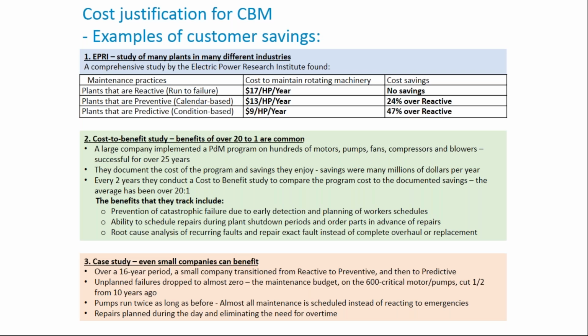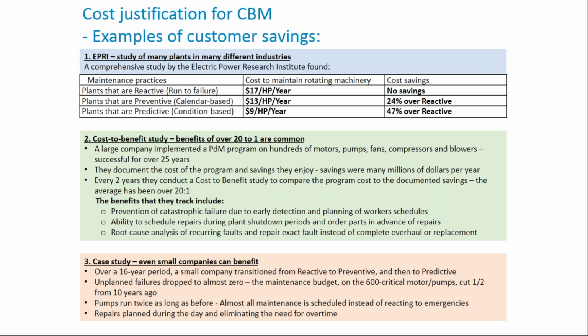Number two is showing a classic example of a large company that started a predictive maintenance program on simple motors, pumps, fans, compressors, and blowers. Over 25 years, they documented their saves where they saved literally millions of dollars every year based on the benefits that we see down here that they tracked. Every 2 years, they would do a cost of benefit study and document their savings that averaged over 20 to 1, which meant that every dollar they put into reliability saved them $20. So these are examples of case studies.